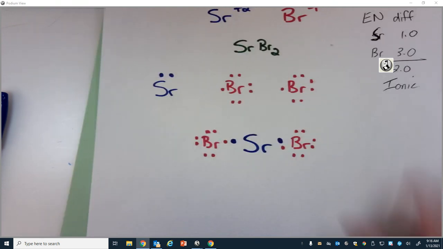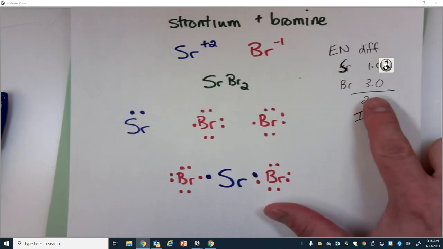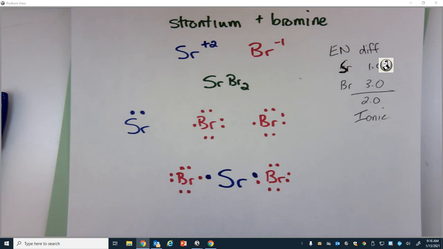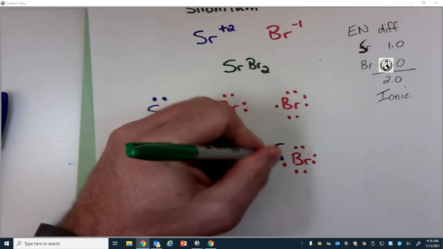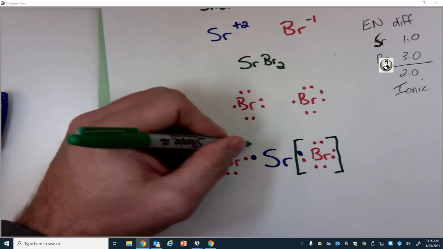Okay, but because it's ionic, we have to show a transfer of electrons. We know because bromine's electronegativity value is the greater one, so bromine's going to take the electrons. So I'm going to draw brackets around the bromine with its dots that it took. I'm going to do the same thing on both sides.